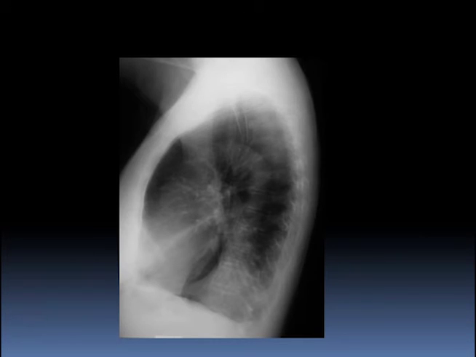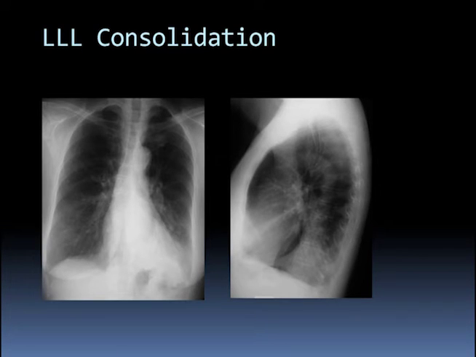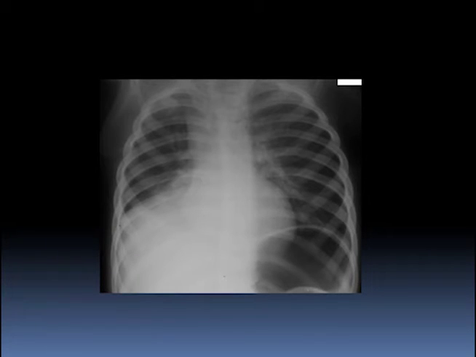We confirm this by going to the lateral view. We can see the right diaphragm, which goes all the way to the front. The left diaphragm is completely obscured, and we've got this white area. As we go down the spine, it's white at the bottom, and you can see a definite air bronchogram going into that region. And this is a left lower lobe pneumonia. This is just a view that shows the two, PA and lateral.